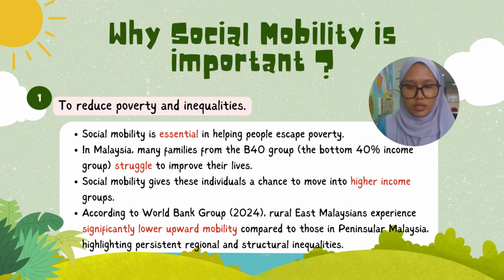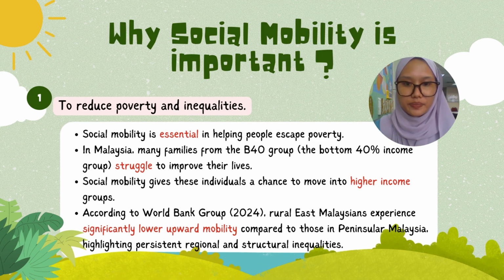According to World Bank Group 2024, rural East Malaysians experience significantly lower upward mobility compared to those in Peninsular Malaysia, highlighting persistent regional and structural inequalities. This issue can be related to the previous point that I have mentioned in the part where there are rural-urban disparities. There is also pressure in regions like Sabah and Sarawak, where, as I emphasize again here, residents are more likely to remain in low-income categories due to weaker social mobility.